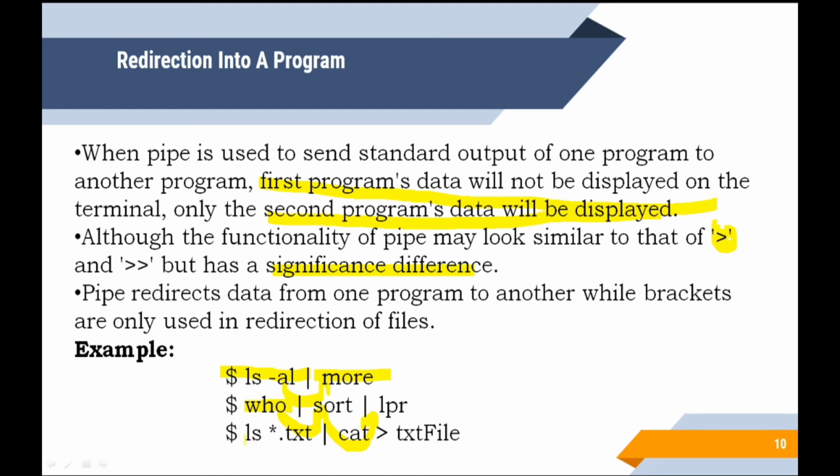Then ls *.txt is there. It is going to list all the files which have the extension .txt, and that will be redirected to a txt file. Here you are creating one file which is going to contain all the txt files. So here the output of the first command is given as the input to the second command.